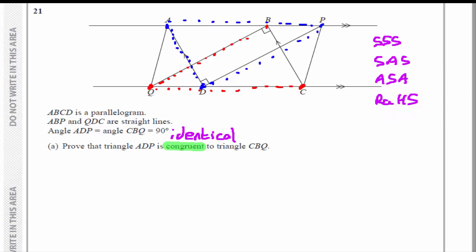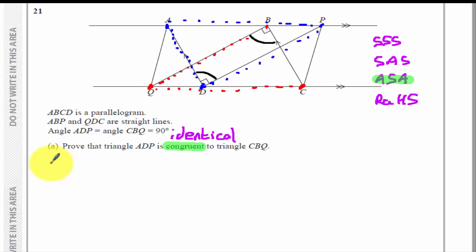Sometimes you don't know which one you're going to use until you get to the end, but for this question, it's going to be angle, side, angle. You didn't need to spot that at the start. It's perfectly okay just to start off with what do we know and then get to the end. So we know angle ADP, this one here, is the same size as CBQ. Let me just change the colour a minute, just to help it stand out. ADP, so this one, is CBQ, this one here.